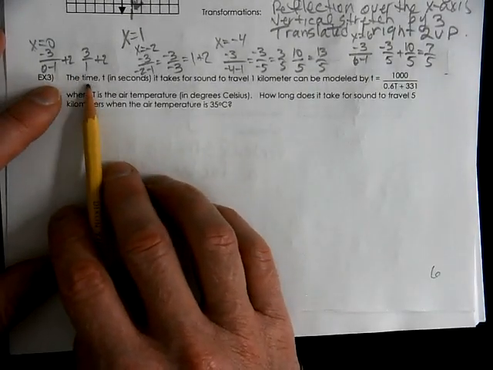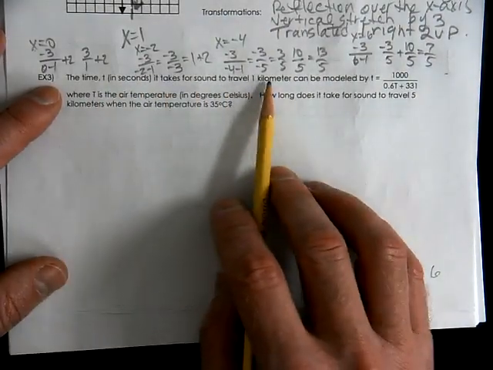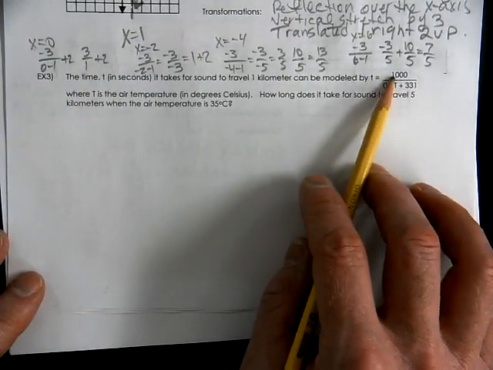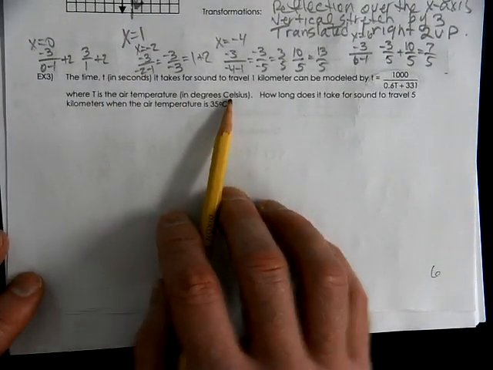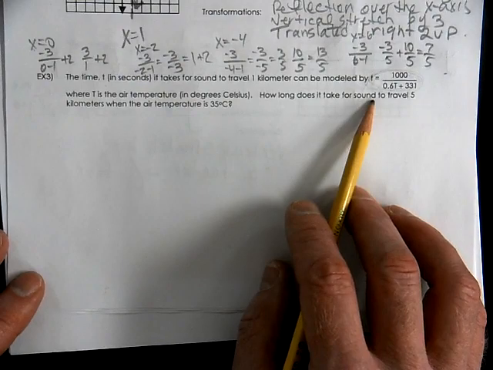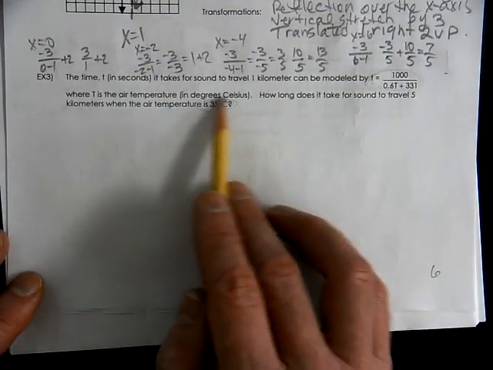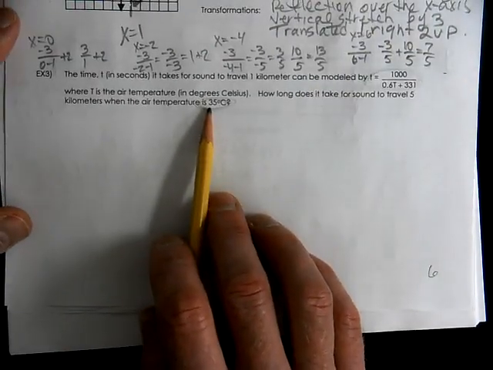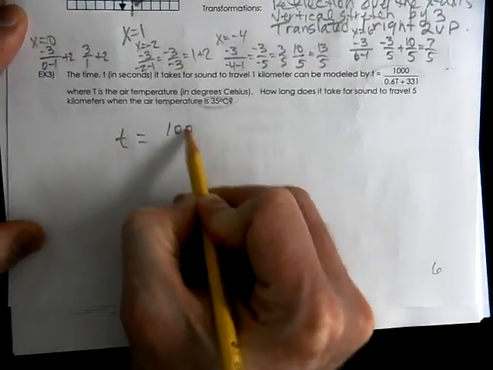Okay, last one. The time, which is small t, in seconds, that it takes to travel 1 kilometer can be modeled by this. This is sound. Okay? Where capital T is the temperature. How long does it take sound to travel 5 kilometers? When the temperature is 35 degrees Celsius.